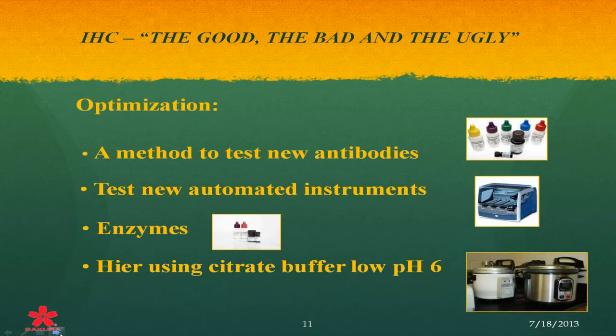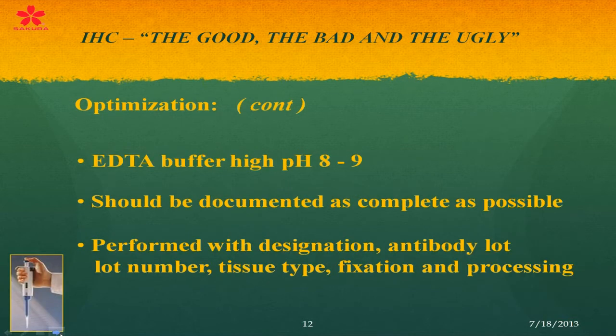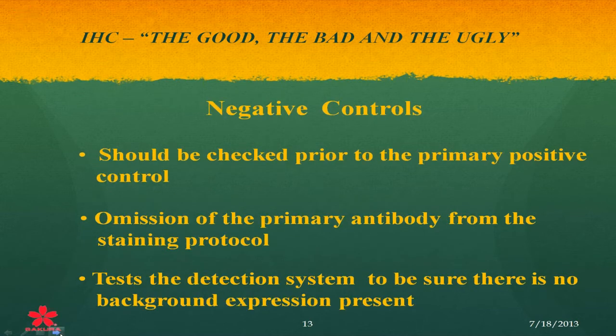Optimization is a method to test new antibodies in your lab, but also to test the new automated instruments that are new to our field. You can use the optimization to test your enzymes and your heat-induced epitope retrieval using citrate buffer, which has a low pH of 6, and EDTA buffer, which has a high pH of 8 to 9. And these should be documented as complete as possible. Performed with designation, your antibody lot number, the tissue type, the fixation, and processing.